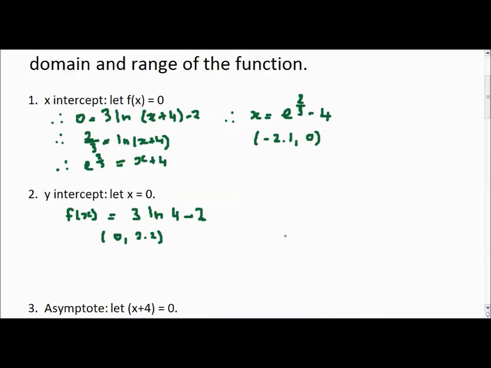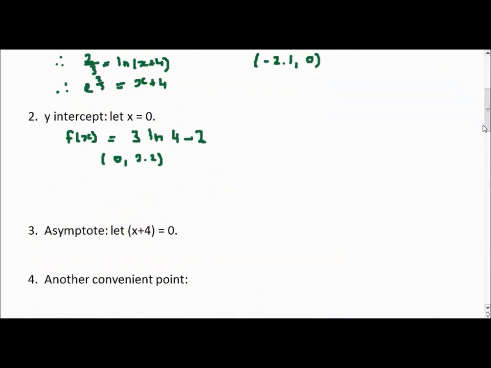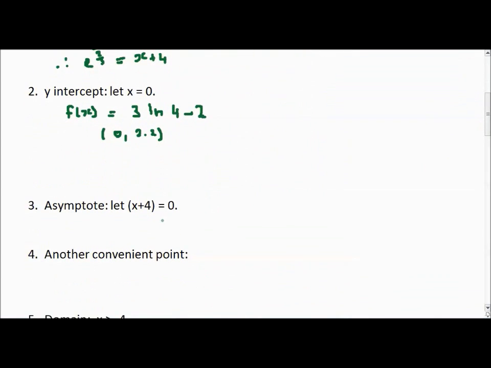Okay, the asymptote. Well, let's go back to our original function. The asymptote is going to occur when the argument of the log function, by argument I mean what's in brackets here, is equal to 0, because ln 0 is undefined. So we simply say that. We say let x + 4 equal 0 in this case, therefore x equals negative 4. Okay, so we've got a vertical asymptote at x equals negative 4.